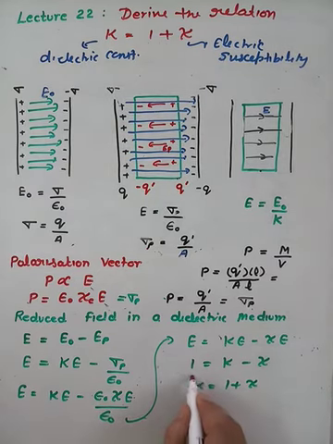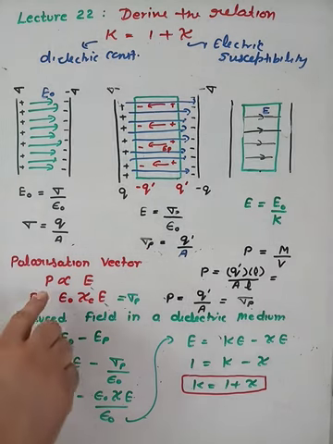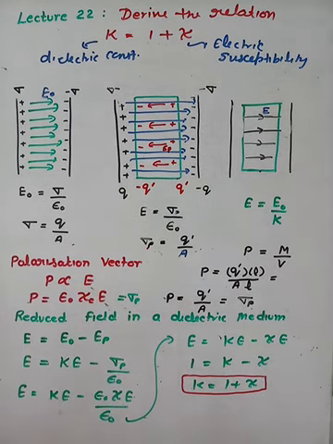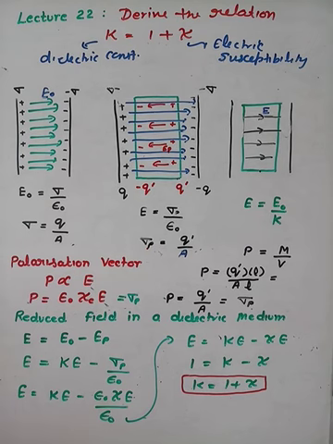A slight confusion is created because initially the polarization vector P is directly proportional to the field developed inside the medium. This is E, and therefore there is no need to convert this E, and finally we get this relation. This is a very important relation. Thank you.